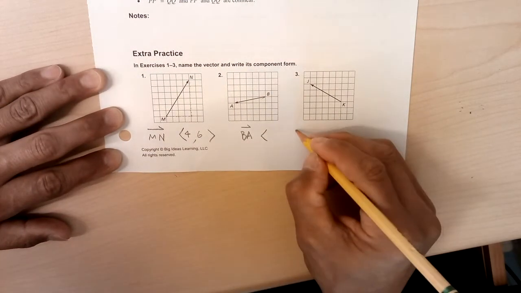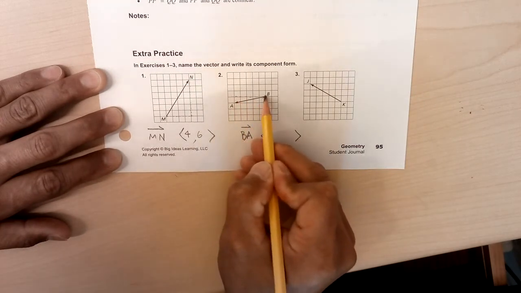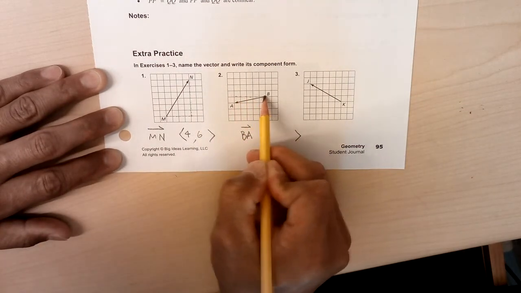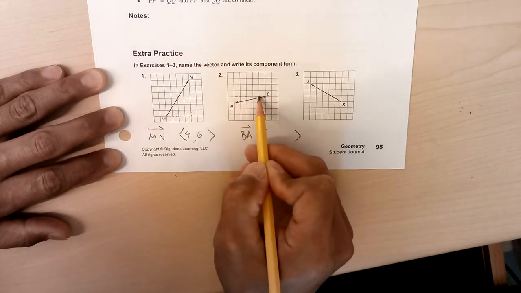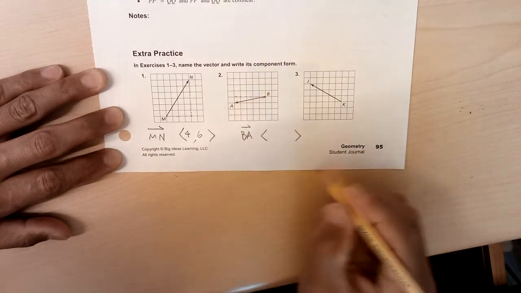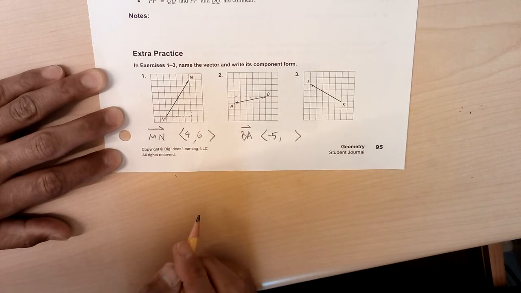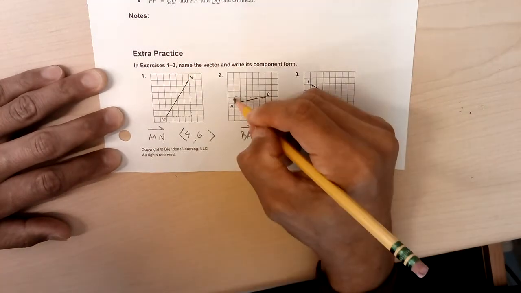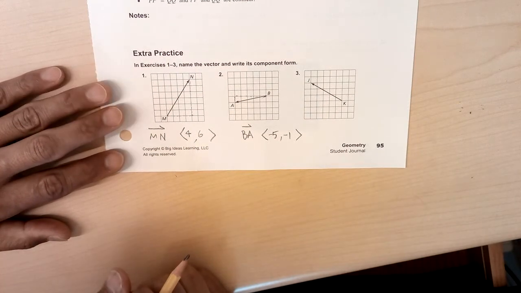And then to write it in component form, here's the horizontal component. You start at point B. That's the initial point. Initial means starting point. And then terminal point is the ending point. So it's 1, 2, 3, 4, 5 units to the left. So the horizontal component in component form should be -5, and then it's 1 down. So -5 and -1 for the component form.